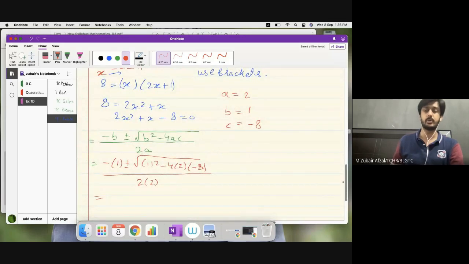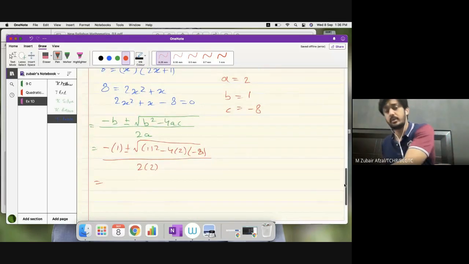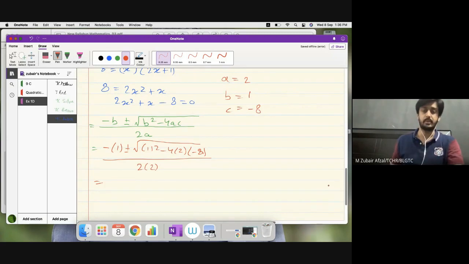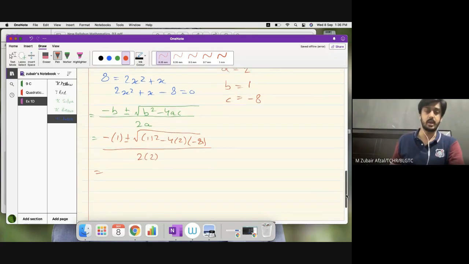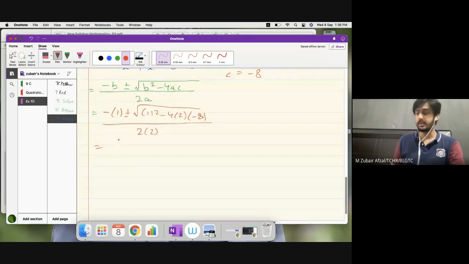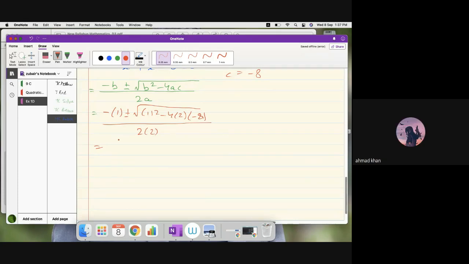There's nothing to worry about, you haven't missed this. You've already covered the quadratic formula in question number 4 of exercise 1A. The only difference is, I'll share what the difference is. Let me just solve this. This is b square minus 4ac over 2a.